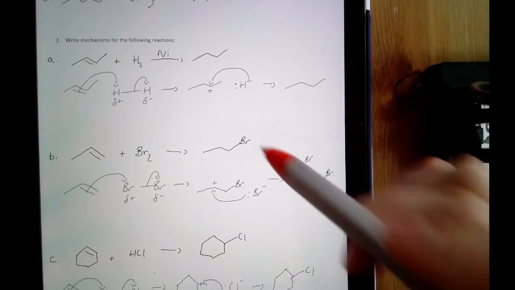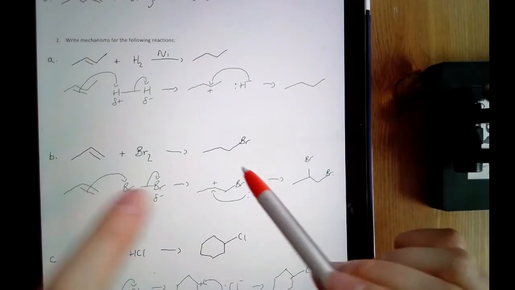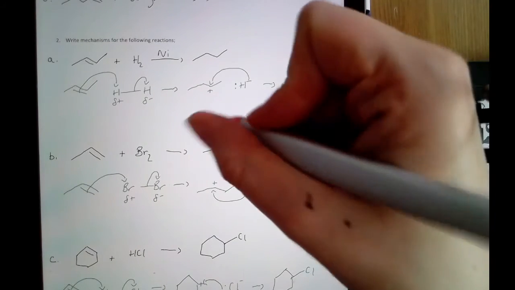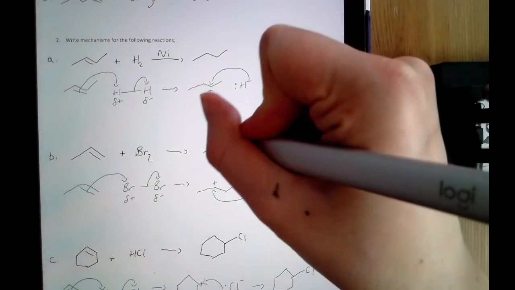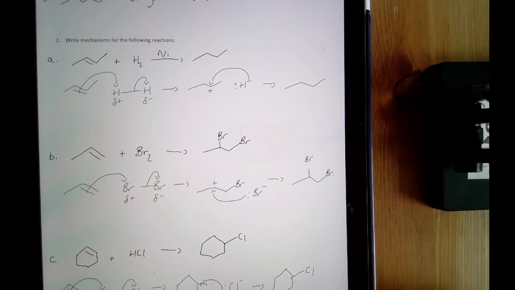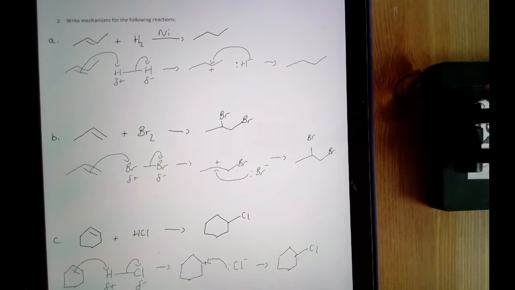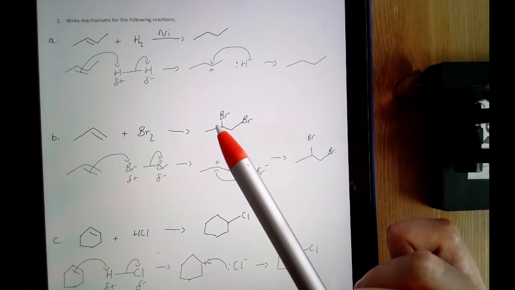So if you look at what I've done, you can see that I drew both of the bromines on the same carbon atom. That is incorrect. I should have one bromine on each of the carbon atoms. So apologies for that. So this is what you should be forming.